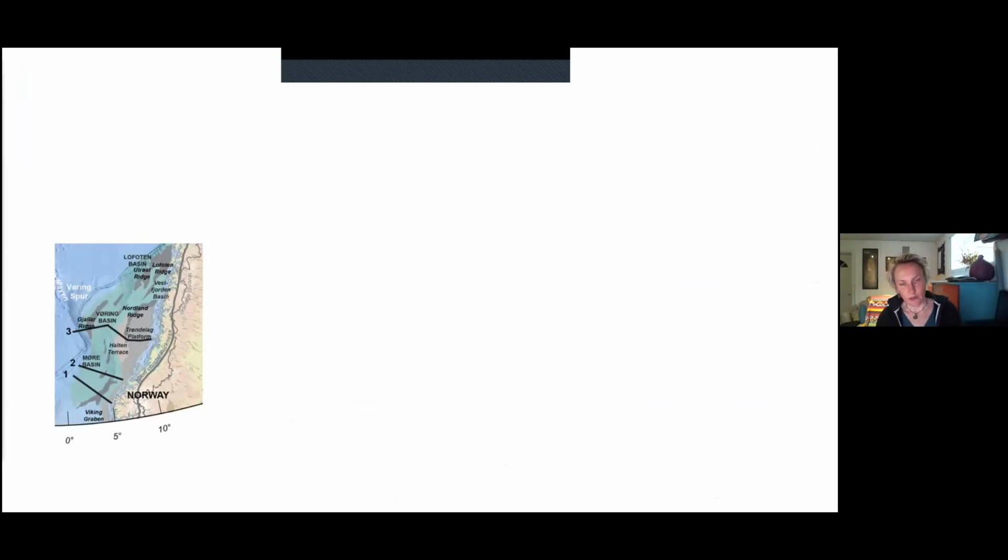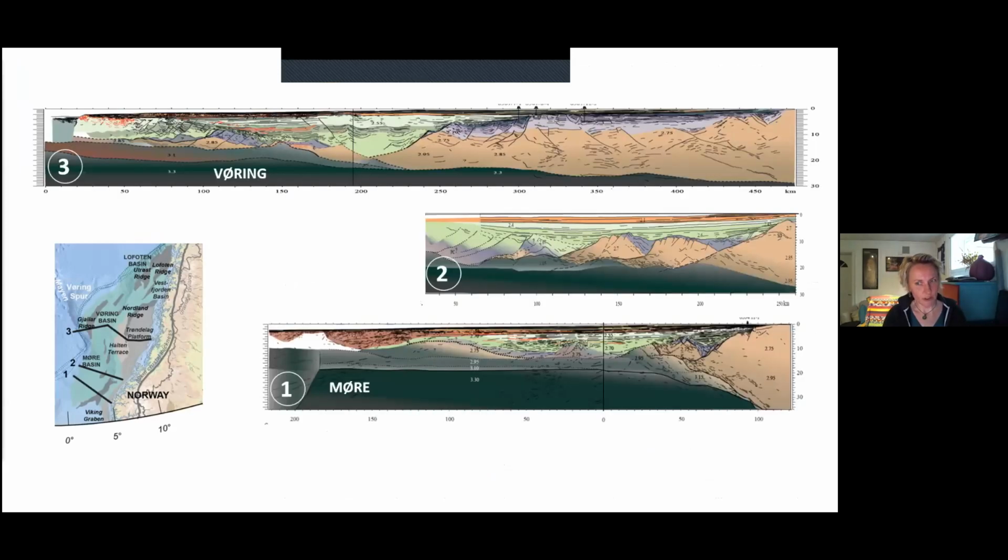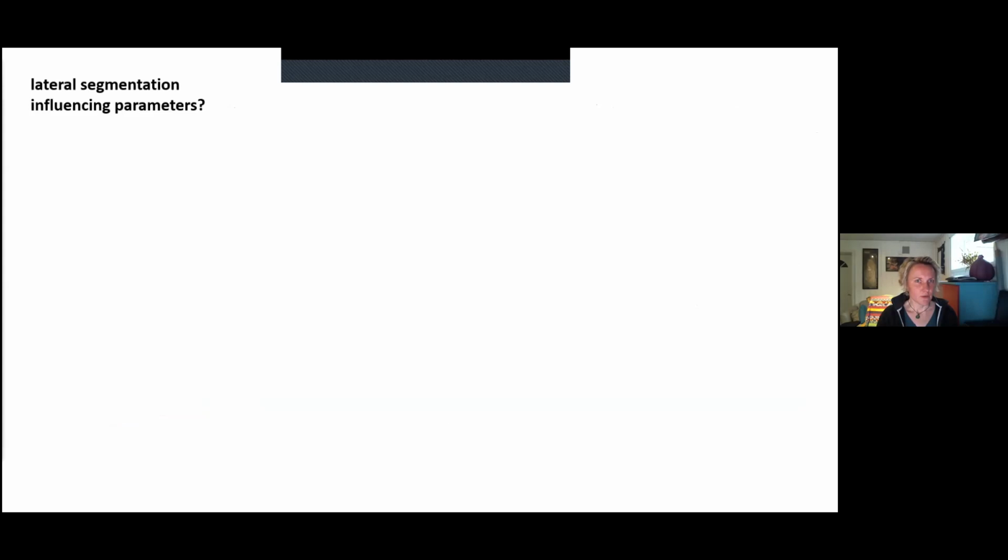So if we make the point, we have that mid-Norwegian margin that is showing a Møre segment and a Vøring segment. If we take the intermediate options, because I try to avoid being too extreme, we do see already with these options that yes, we do have a segmentation, we do have a lateral change of the main geometries of the margin. So that's it. We do have that segmentation along strike. Now I want to go a bit further to develop a discussion based on that, and I will try to discuss the parameters that can be claimed as influencing these geometries.